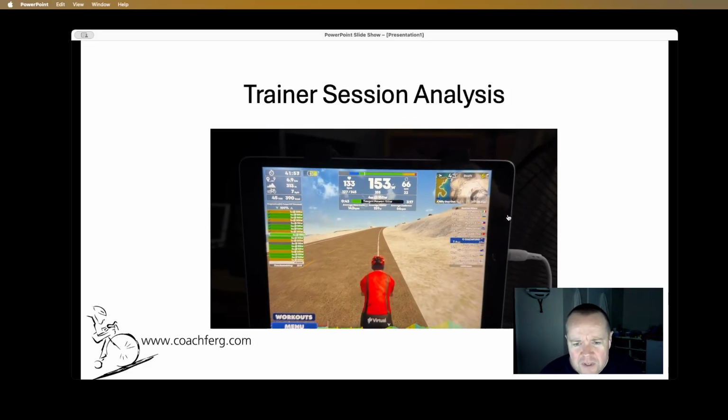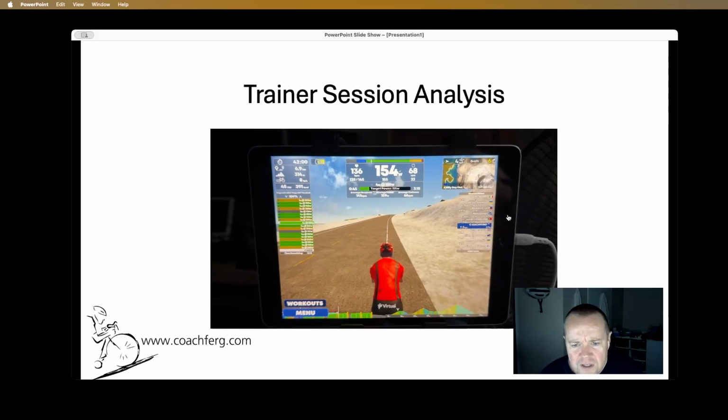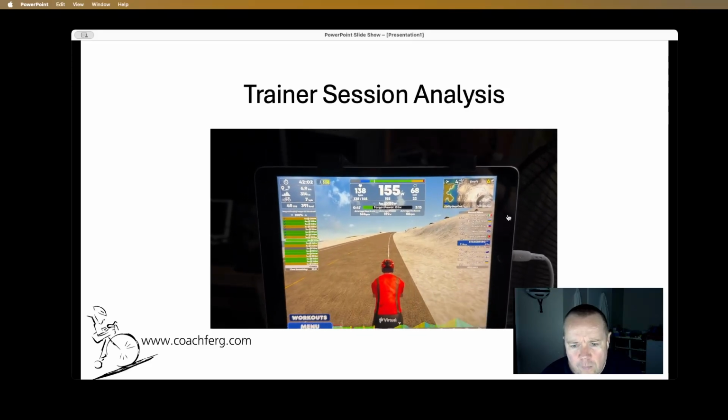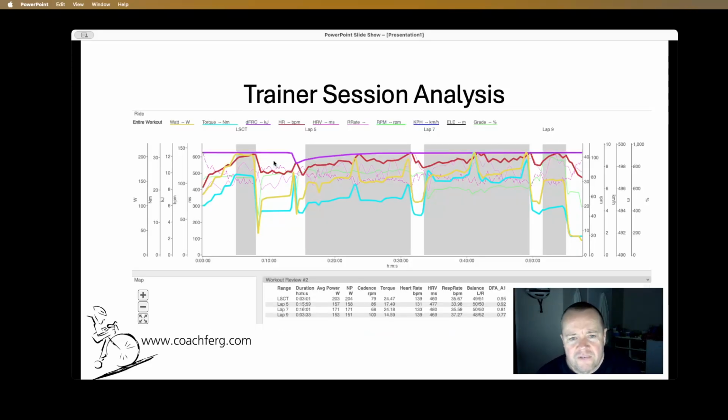Okay, so it's on the iPad. That's WKO5, breaking it down to LSCT, Lamberts Submaximal Cycle Test. I used the UAE version, so just a short warm up and 3 minutes at threshold, which for me is 204 watts.